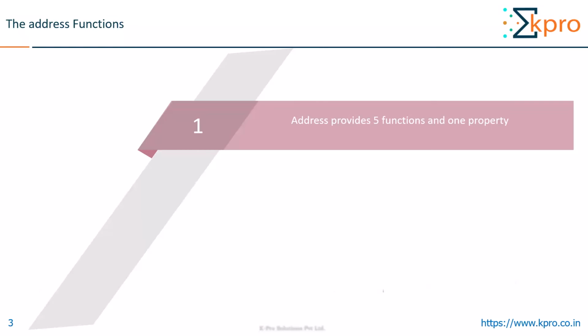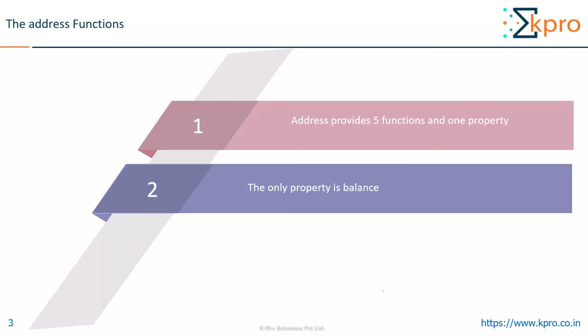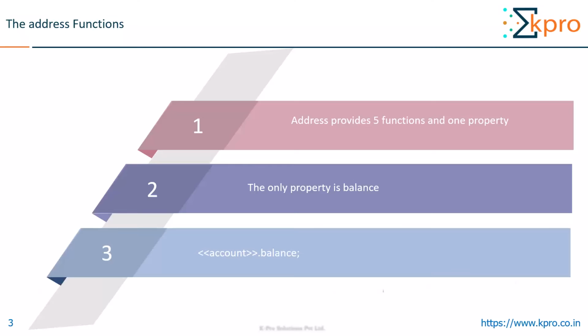So address provides 5 functions and 1 property. The only property is balance, which returns the balance of a particular account, and we can access the balance by using the syntax account address dot balance.